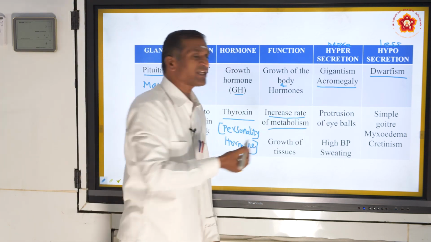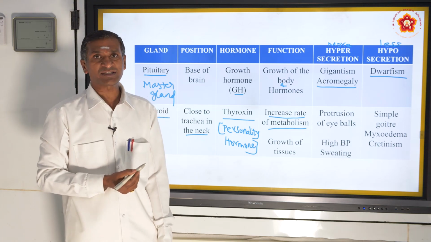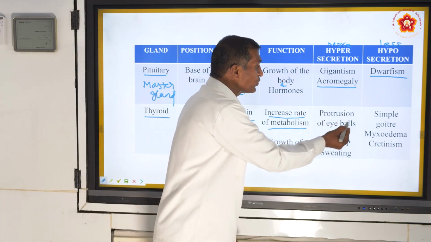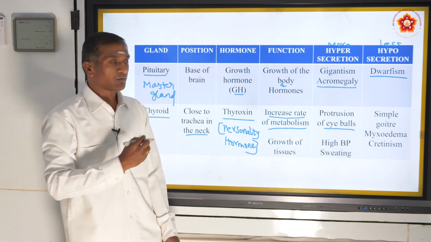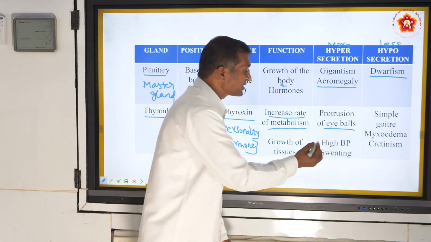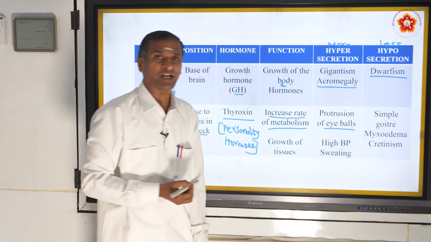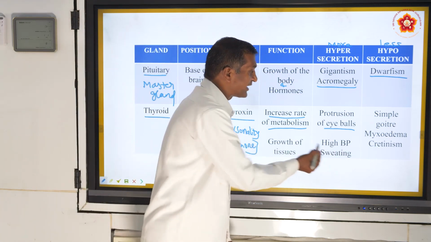If there is more secretion of this thyroxine hormone, it leads to protrusion of the eyeball. The eyeball starts to protrude outward from its position. High blood pressure, BP, and also sweating.